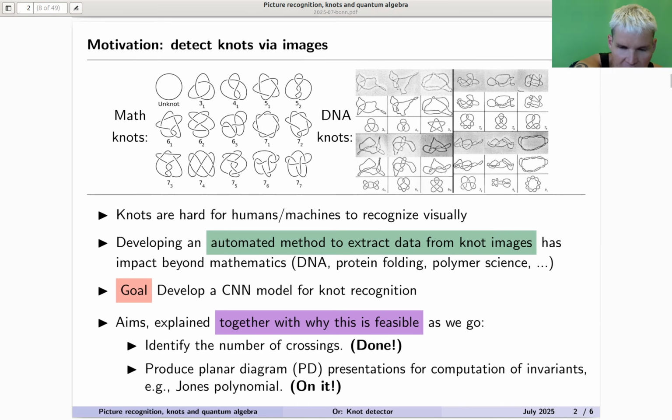So yeah, knots are really hard. So develop an automated method to extract data from knot images. That would be great, and I really want that. And the goal is to develop, let's say, a convolutional neural network model, I'll explain in a second what a convolutional neural network is, or a transformer. A transformer is probably better, but for this project we just focused on a convolutional neural network. It's a little bit easier.